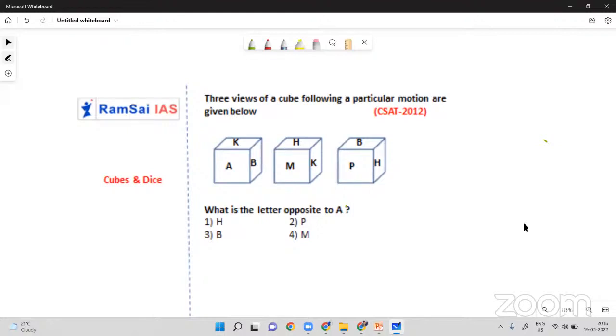Now, can you read it? Three views of a cube following a particular motion are given below. Then what is the letter opposite to A? So we need to find out which can be opposite of A.